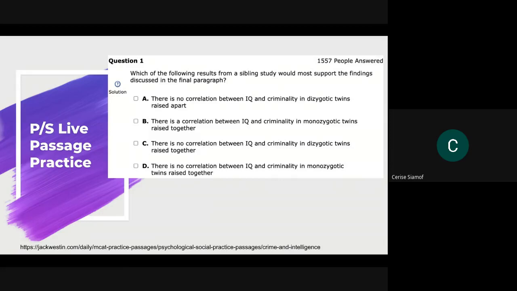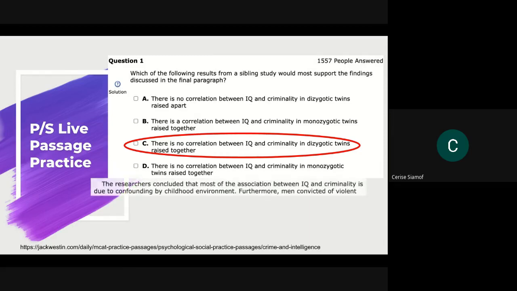So the first question was, which of the following results from a sibling study would most support the findings discussed in the final paragraph? So the answer to this question was C. There is no correlation between IQ and criminality in dizygotic twins raised together. And so the piece of the passage that this question was referring to was the sentence here, which is, the researchers concluded that most of the association between IQ and criminality is due to confounding by childhood environment.